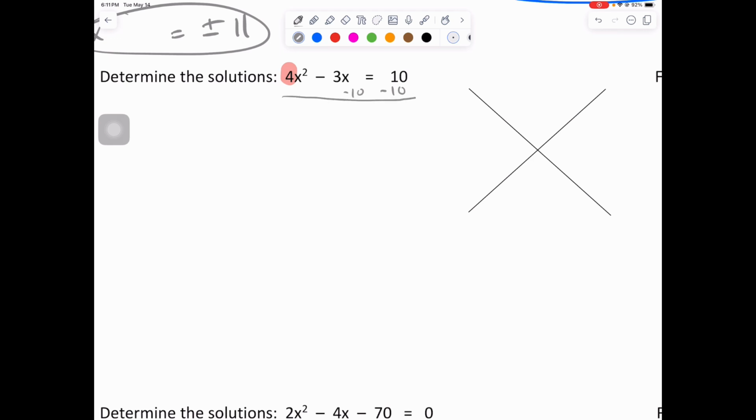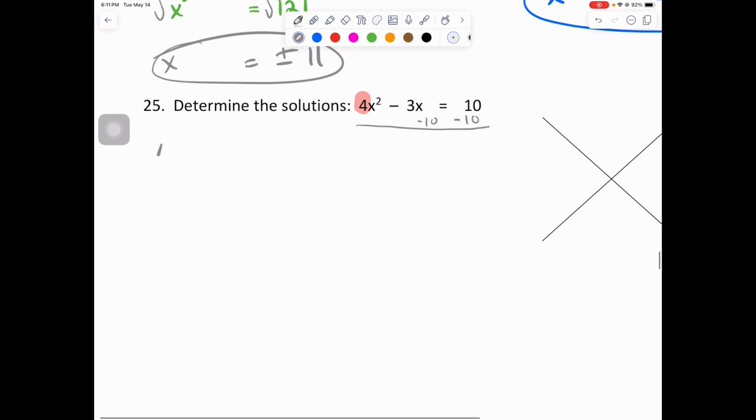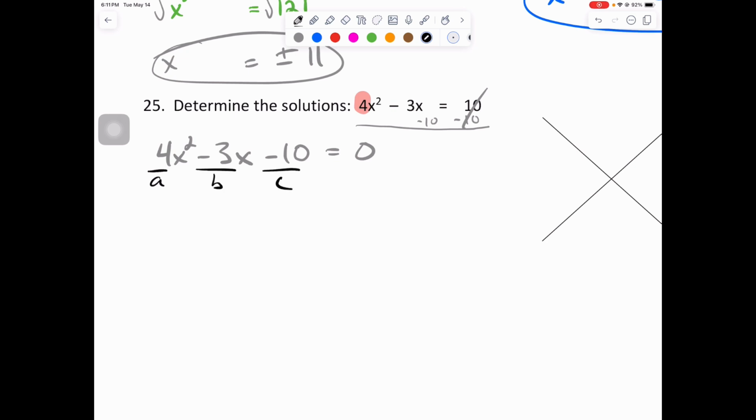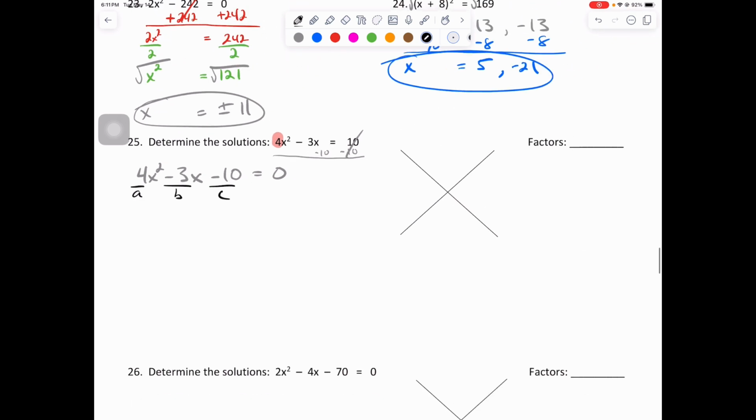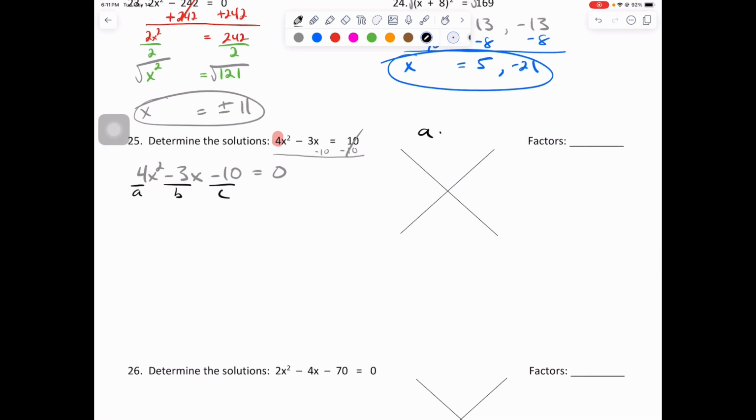And then I'll rewrite it over here. If you bring down your 4x squared, bring down your minus 3x, bring down the negative 10 equals, now we have it set equal to 0. All right, from here you can do your ABC. And the reason this works is because it is a perfect square. 4 times negative 10, so A times C is negative 40. Your B value is negative 3.